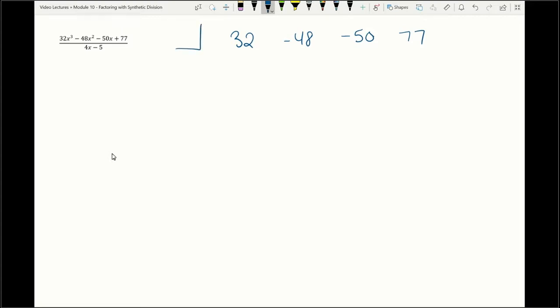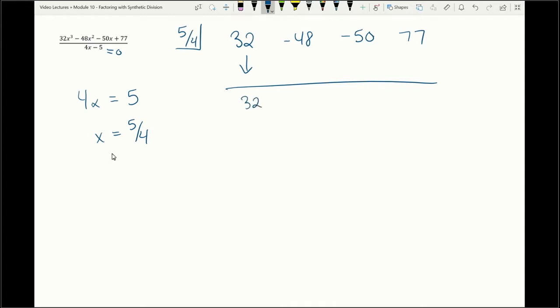Before, we set the denominator equal to 0 to let us know what we were going to synthetically divide by. And we'll do that exact same thing again. So this time we get a fraction, 5/4. And while our multiplication is a little more difficult, it all works out just like before.